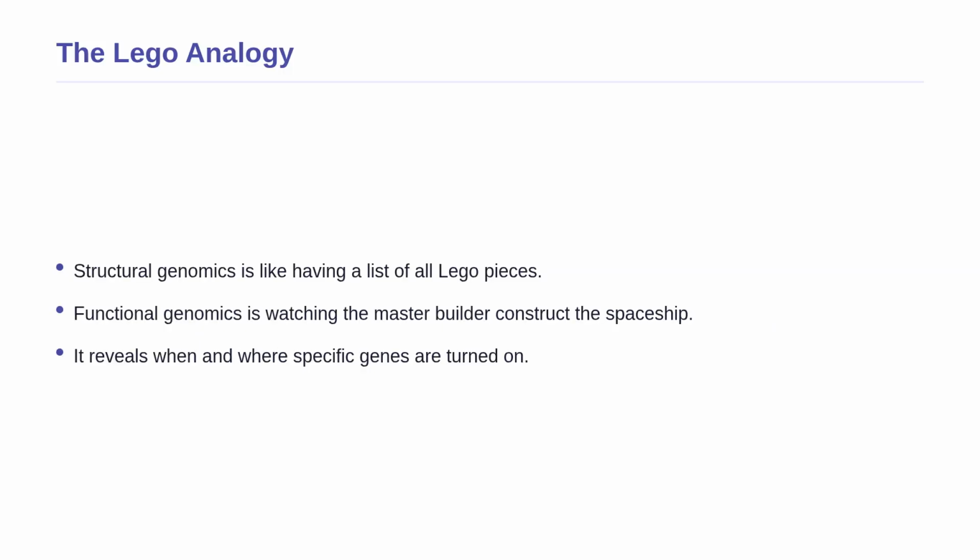Now that we know our topic, let us start with a simple analogy. Imagine you are given a massive box of Lego bricks and a printed list of every single piece. Knowing the exact list of pieces is like structural genomics. You know what materials you have, but that list does not tell you how to build a spaceship or a castle. Functional genomics is like watching the master builder actually use those pieces to construct something amazing in real time.